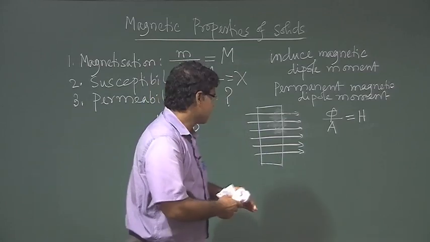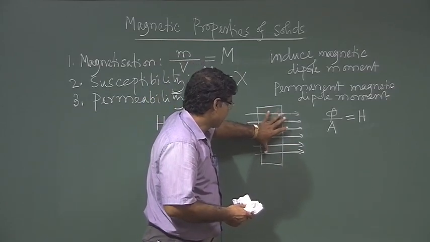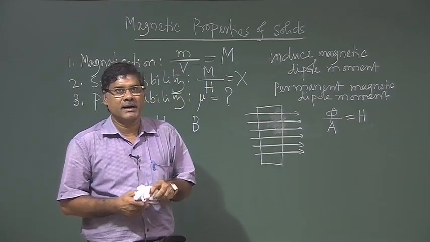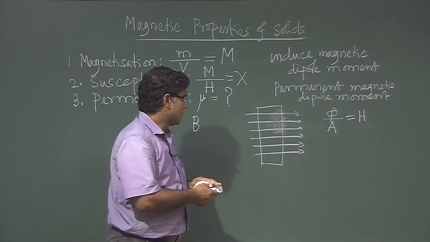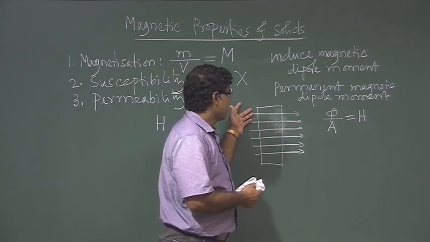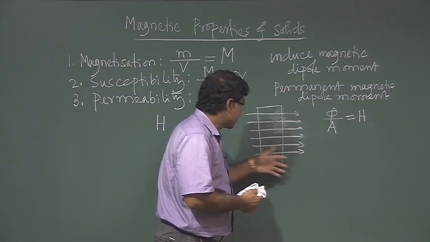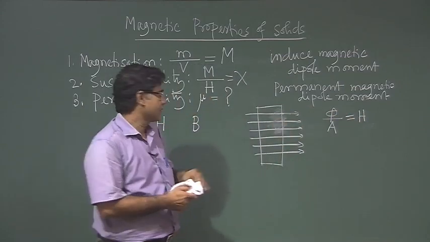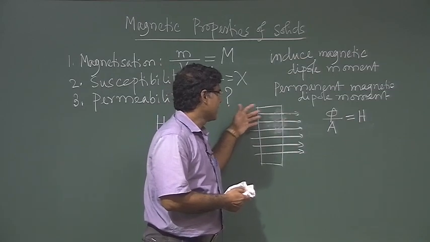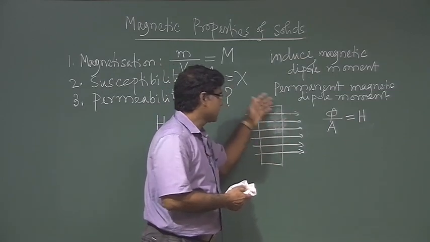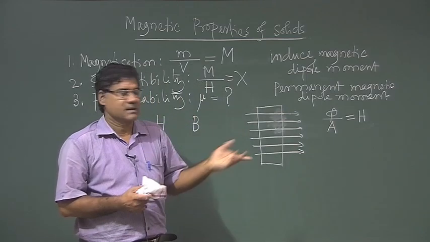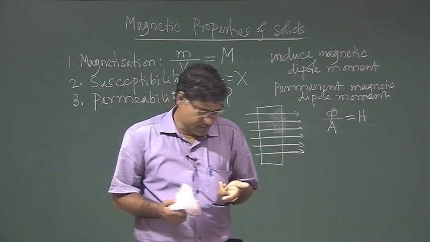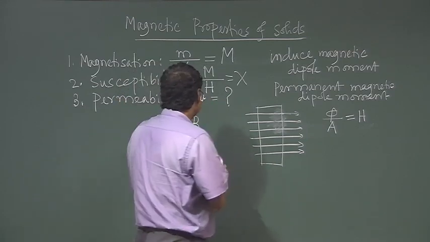That means this magnetic material itself will generate a magnetic field. So now you will have these two fields: one is your external field H, and another is the field due to this magnet. It will behave like a magnet which will generate a magnetic field.